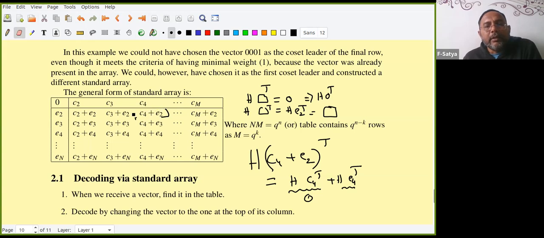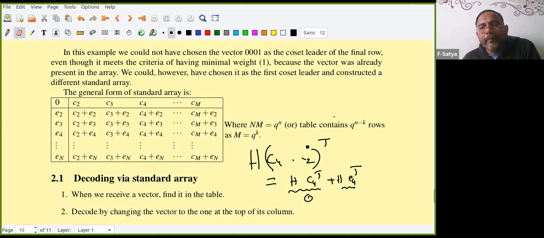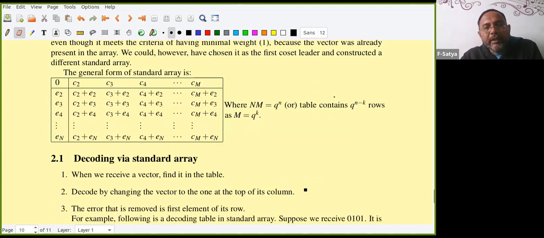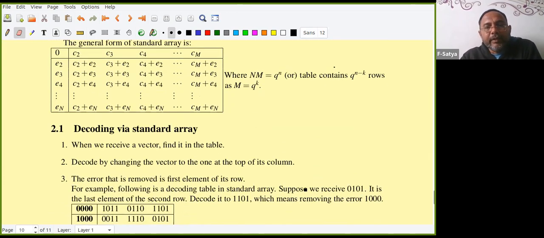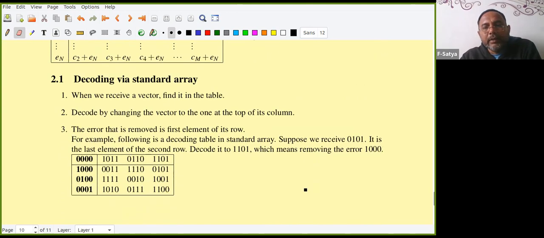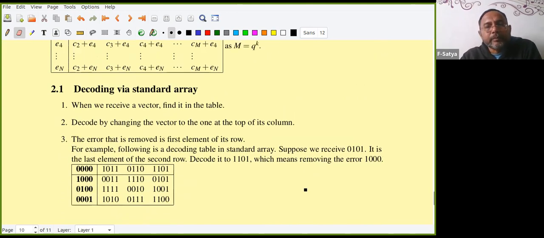So later we'll see what we have to do. So why we are taking linear codes now very beautifully comes. Decoding becomes easy. Locating the error bit is easy. What is the advantage? Now, decoding via standard array. When you receive a vector, find it in the table. Now decode by changing the vector to the one at the top of the column, right? I'll explain with one example.